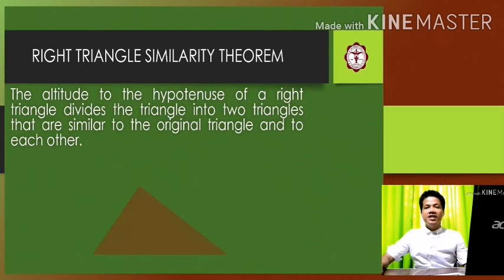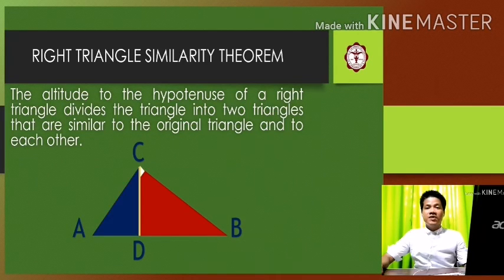Having here a red triangle, triangle ABC, with altitude CD, the altitude divides the original triangle into two similar triangles. These are triangle ADC or the smallest triangle. The other triangle is triangle CDB.